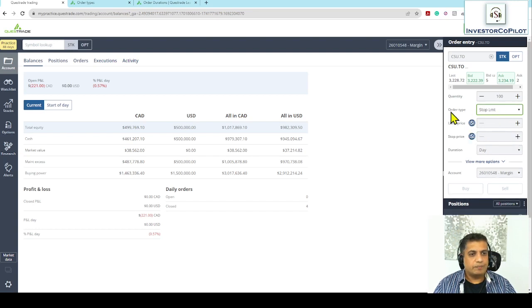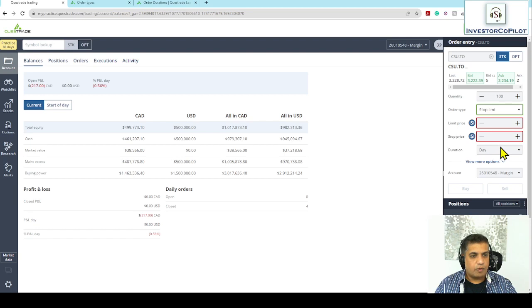Stop limit order. Limit price and stop price both are important and need to be indicated for a stop limit order. It basically combines the features of a stop order and a limit order. Once the security trades through the stop price, the limit price comes into the picture and the order will be executed as per the limit price. This is what stop limit means.